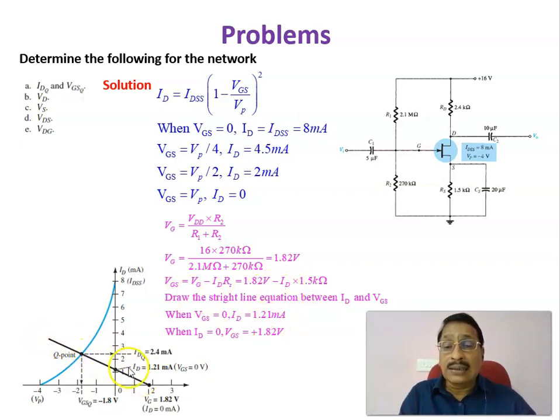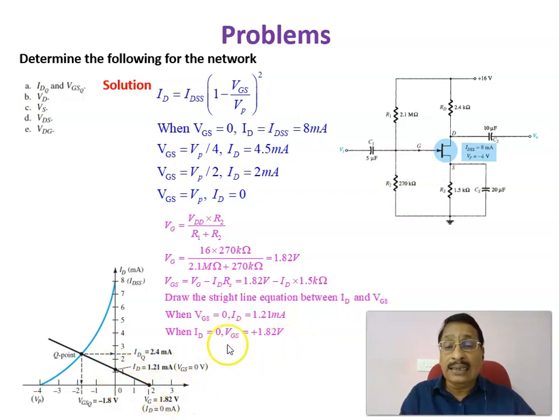draw a straight line, that's called the bias line, in which you can calculate when VGS equals 0. What is it when VGS equals 0? Substituting that, VGS equal to 0, we get ID RS equal to VG. From that you can calculate what the ID is, which is equal to 1.2 milliampere. Therefore, this is the 1.2 corresponding to VGS equal to 0.